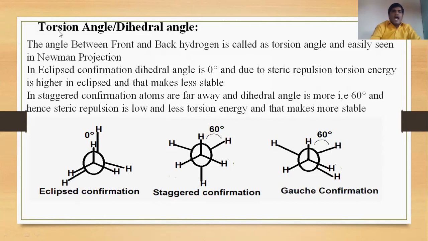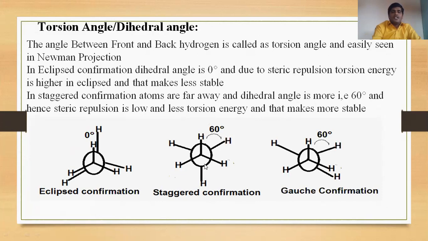You just see, the angle between the front and back hydrogen is called the torsional angle or torsion angle, and it is easily seen in the Newman projection. Then if you are considering the eclipse conformation, the dihedral angle is 0. Just see here, eclipse conformation. The dihedral angle is 0 due to the steric repulsion. The torsional energy between these is higher, and that makes this compound less stable, a higher energy compound.